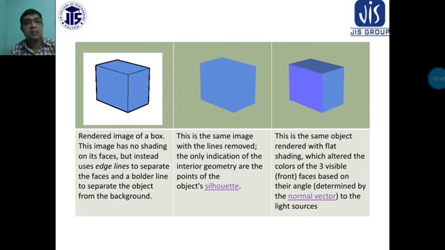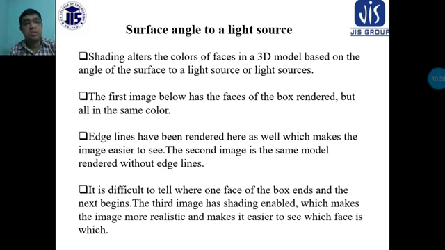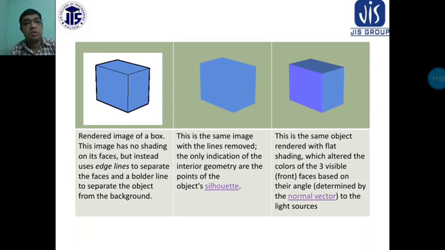You can see three figures: the first image, second image, and third image already discussed on the previous slides. In the first image, the face of the box is rendered in the same color. And the second image is the same image with the lines removed.